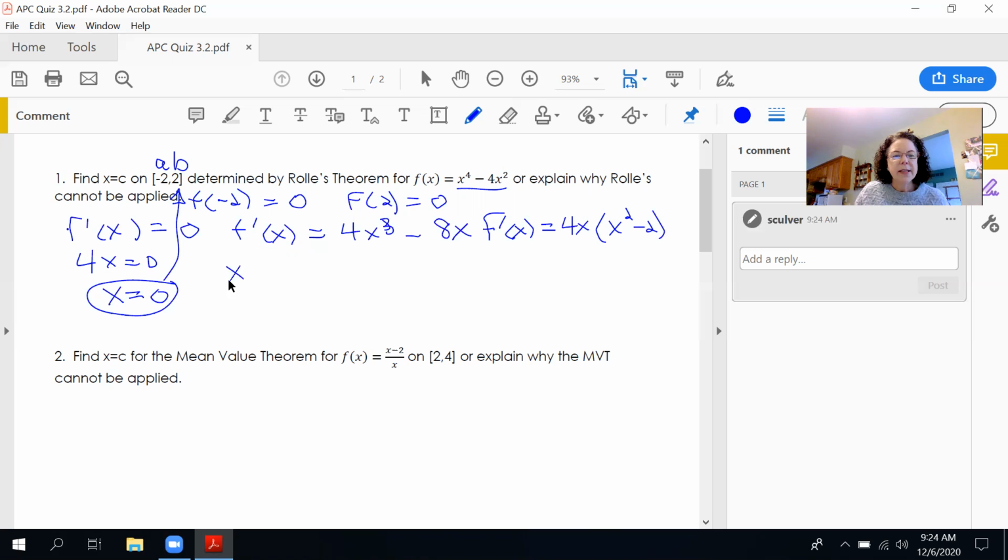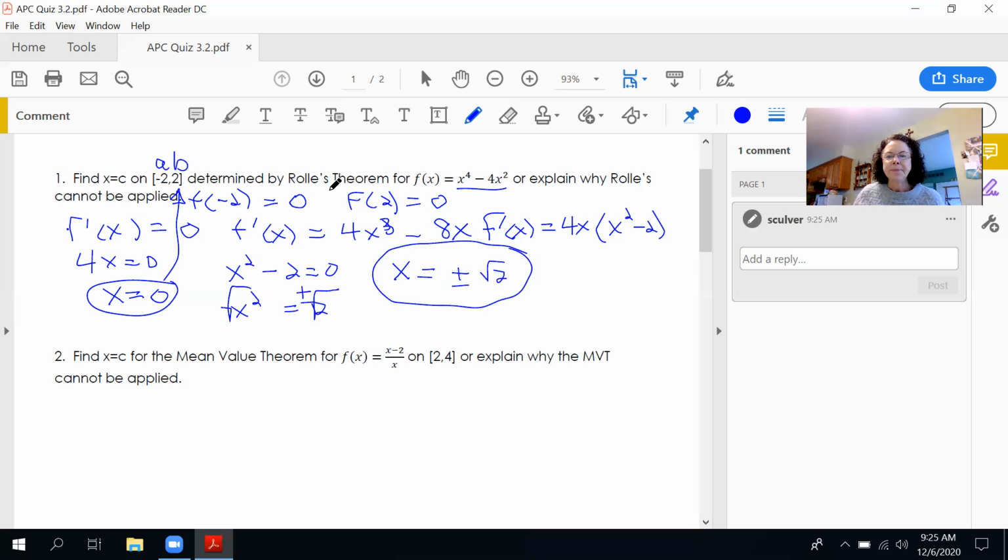Then we're also going to say that x squared minus 2 equals 0. So when I add 2, I get x squared equals 2. And when I take the square root, we won't forget our plus or minus. That happened for just a couple of you, so I just took a few points off. Plus or minus the square root of 2. Both of these also fall in the interval. So there's our two answers.